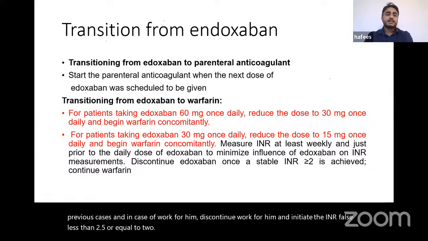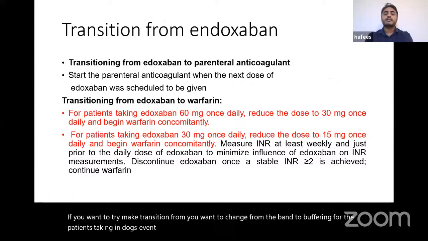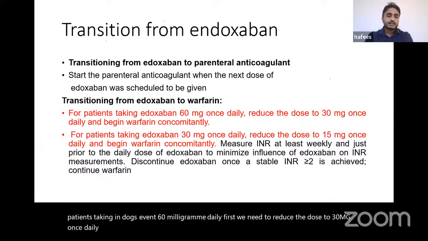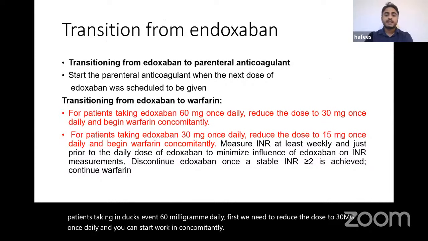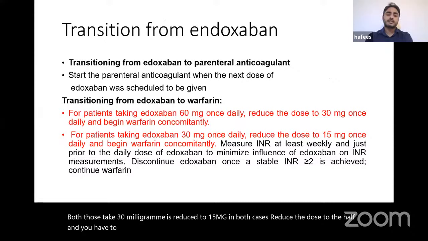If you want to change from edoxaban to warfarin, for patients taking edoxaban 60 milligram daily, first we need to reduce the dose to 30 milligram once daily, and you can start warfarin concomitantly. For those taking 30 milligram, just reduce it to 15 milligram. So in both cases, reduce the dose to half, and you have to use warfarin and edoxaban together concomitantly.